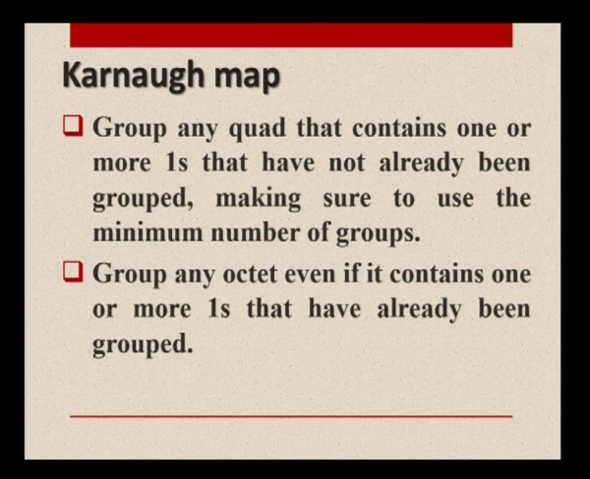Group any octet, here octet is 8 such cells clubbed together, even if it contains one or more ones that have already been grouped. So, in essence, we need to represent the zeros and ones in the Karnaugh map according to the Boolean expression, and then have a look at the Karnaugh map so that we could find out the ones in terms of pairs, quads, octets, etc. The 2, 4, 8, such combinations we should recognize and club them together.